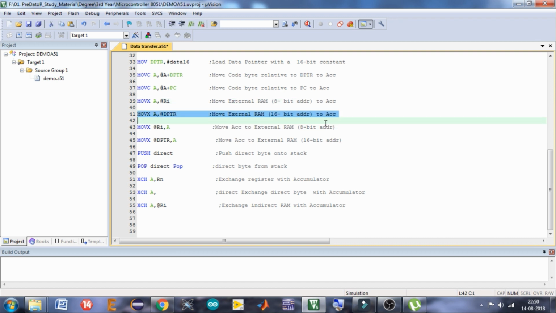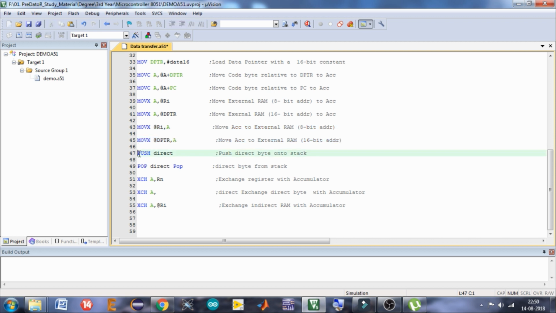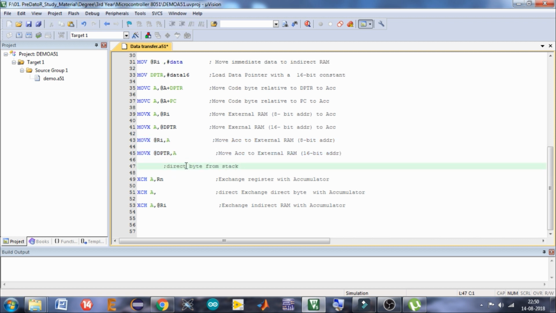Now the next instruction is MOVX A, @DPTR. Now this instruction is exactly similar to the upper instruction, but the only difference is that here the external 16-bit address can be accessed. In the first we could access only up to 8 bits, but here we can access 16-bit memory locations. Now the next two instructions are very similar to the above instructions, just the source and the destination are altered. That's it. Now let's move on to the next type of instructions, that is the exchange instructions.